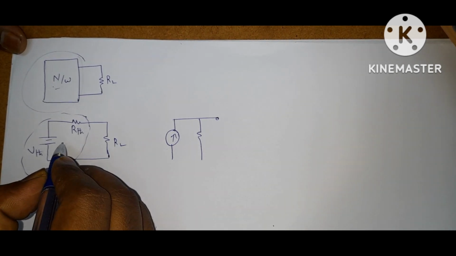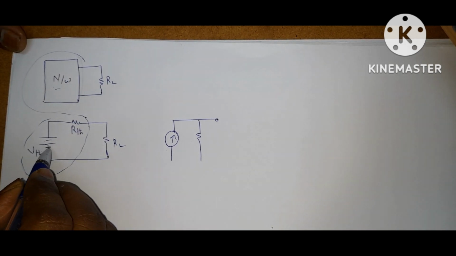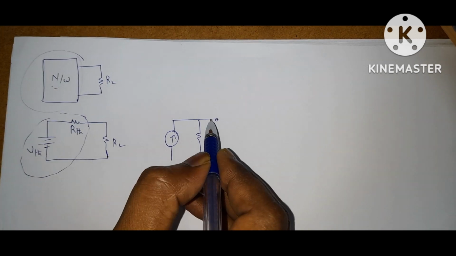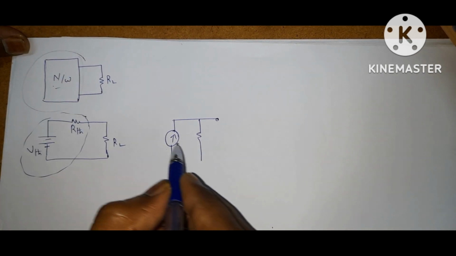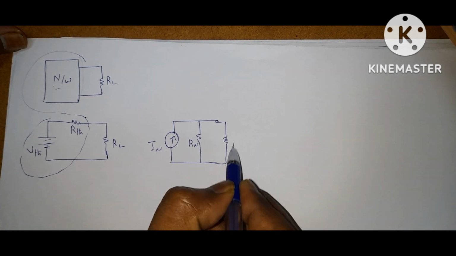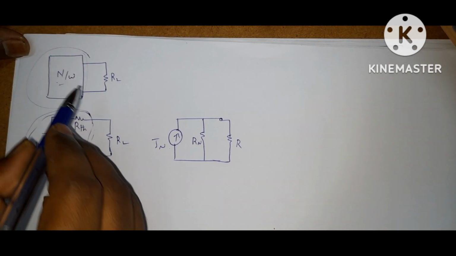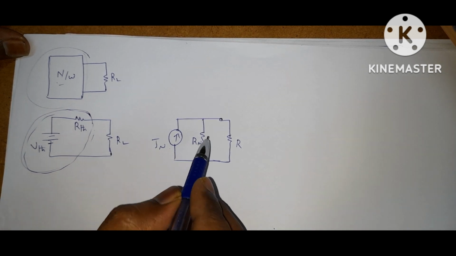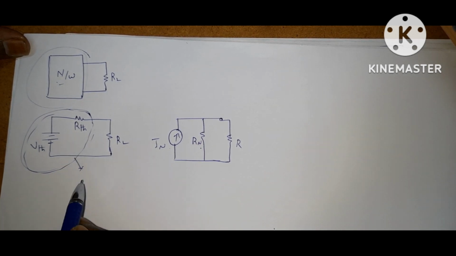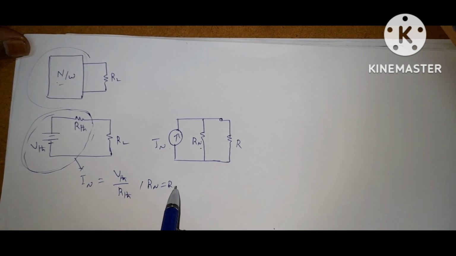If it is the Thevenin circuit, we need to replace this entire network with an ideal voltage source in series with resistance. If you want to find the Norton equivalent, the entire network is replaced with an ideal current source in parallel with resistance or impedance. Suppose you find the Thevenin equivalent for this network. If you want to find the Norton equivalent, then simply apply source transformation. So what is I Norton now? I Norton is equal to V Thevenin by R Thevenin, and R Norton is equal to R Thevenin.